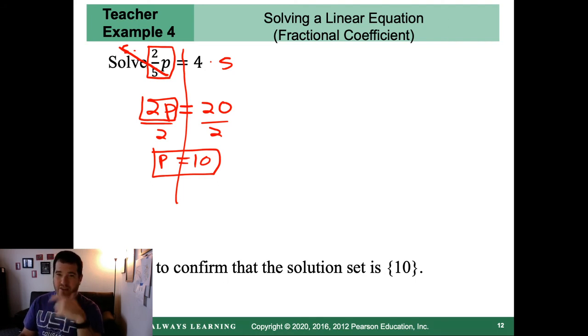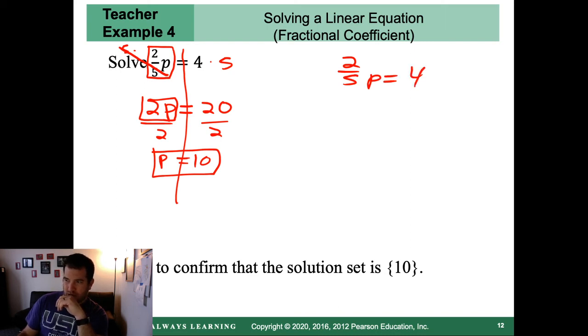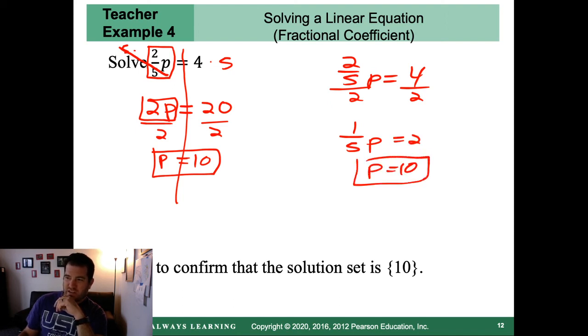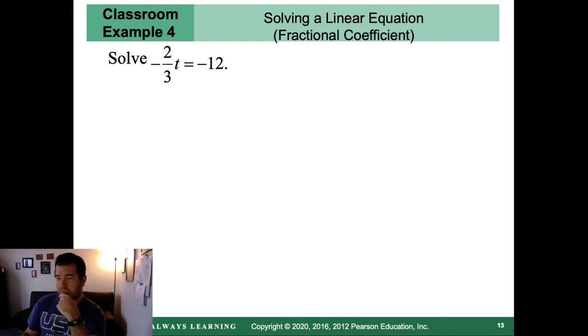Okay? So that was kind of funky in the sense that you kind of have to do it in 2 steps. And I always start with the division part first. Could I have done it the other way? I don't know. Let's see. I'm kind of intrigued now. Let's say that I wanted to divide both sides by 2 first. So I get 1 over 5p equals 2 times 10, p equals 10. Yeah, that was a little trickier because you got to remember this 1 up here, but I guess you can do it either way. But I normally start with the division first. All right, go ahead and give this one a shot.